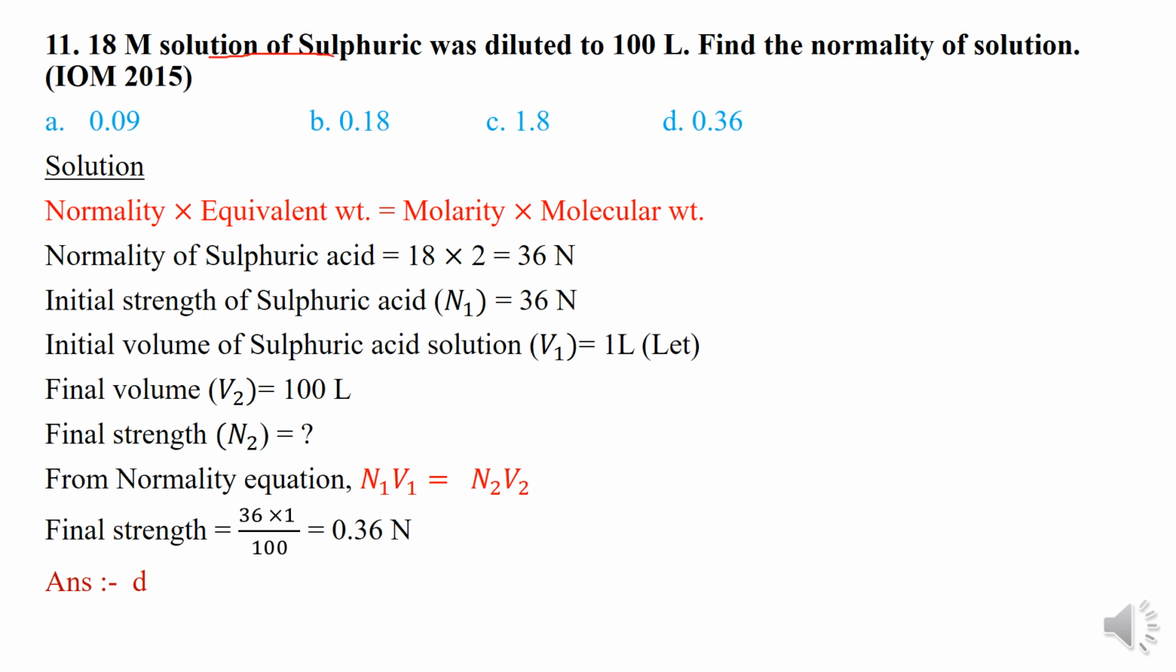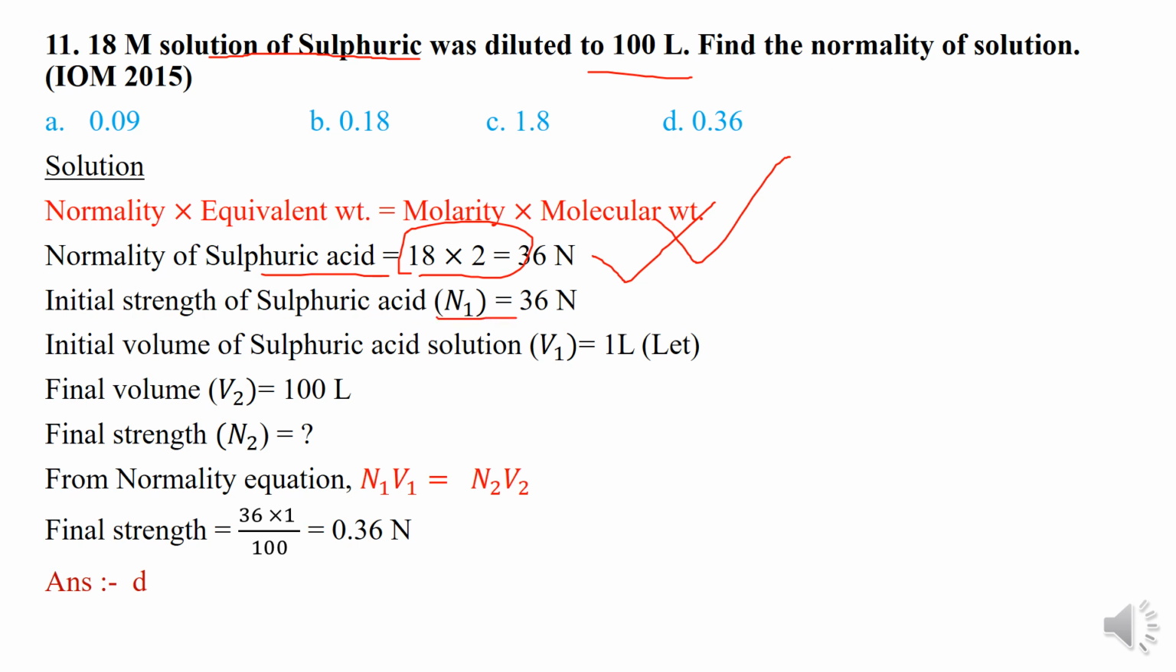An 18 molar solution of sulfuric acid was diluted to 100 liters. So find the normality of the solution. Normality of sulfuric acid will be 18 into 2 by using this formula, because molecular weight will be 98 and equivalent weight is 98 by 2 is equal to 49. Then molecular weight by equivalent weight is equal to 2. So normality will be 2 times greater than that of molarity. So 18 into 2, 36.